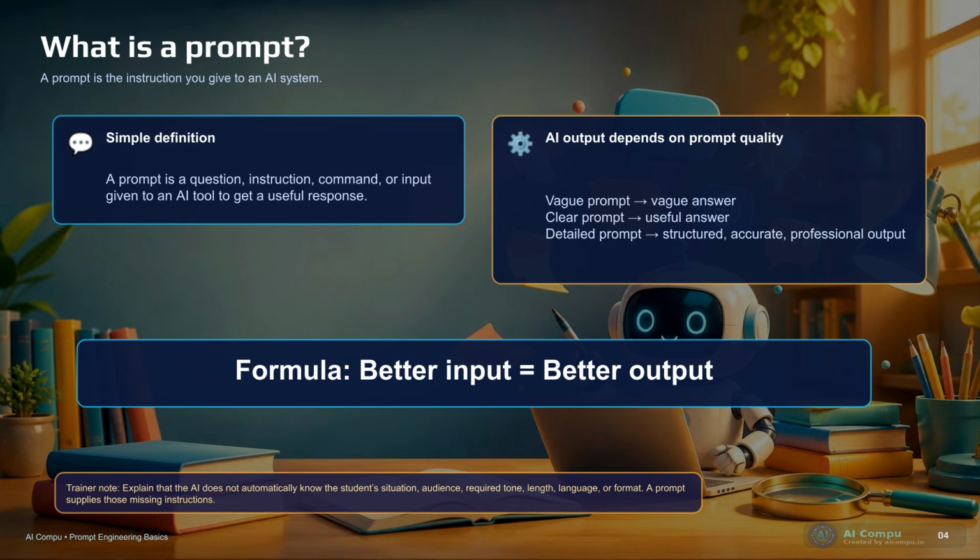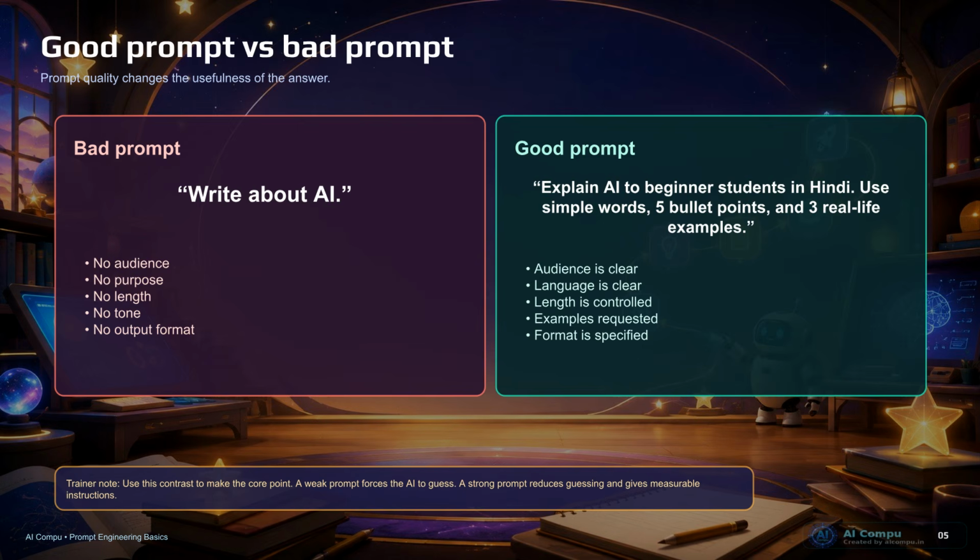So what exactly is a prompt? Simply put, it is any question, instruction, or command you give an AI to generate a response. Remember the core formula. Better input equals better output. Clear, detailed instructions are the key to high-quality results. Let's compare. A bad prompt like "write about AI" gives the AI no direction, forcing it to guess your intent. A good prompt specifies the audience, language, length, and format, ensuring the response is exactly what you need.